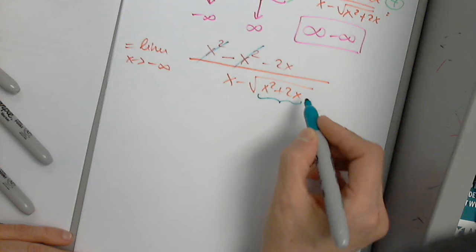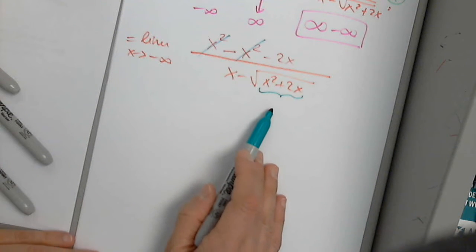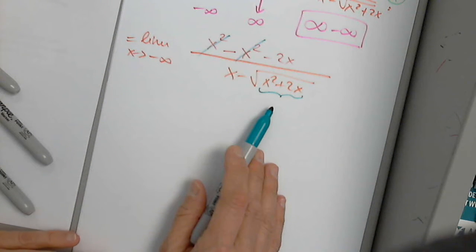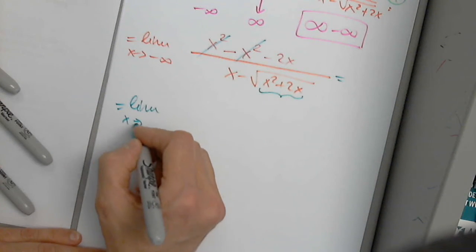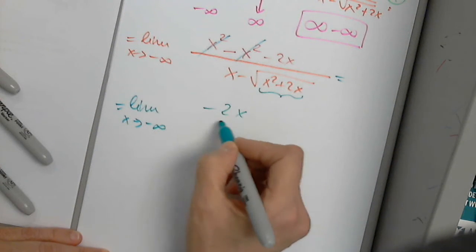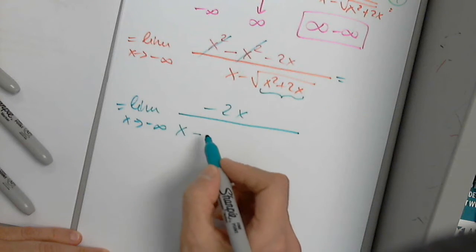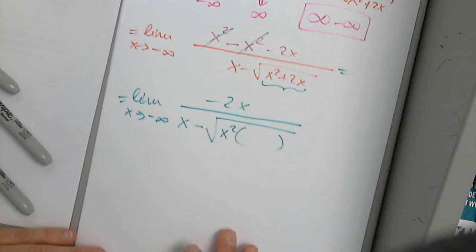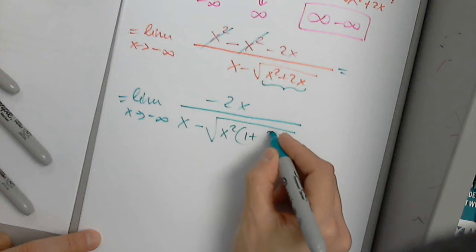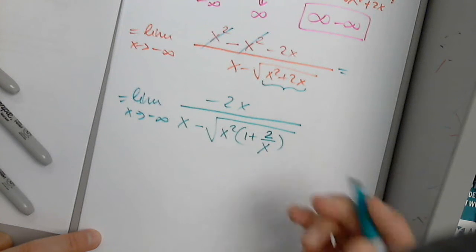Obviously, we have to do our magic inside the square root. What do I do? x squared. Very good. I factor out x squared. Limit as x approaches negative infinity of negative 2x over x minus. We factor out the degree. What is left in parentheses? 1 plus 2 over x. Very good.